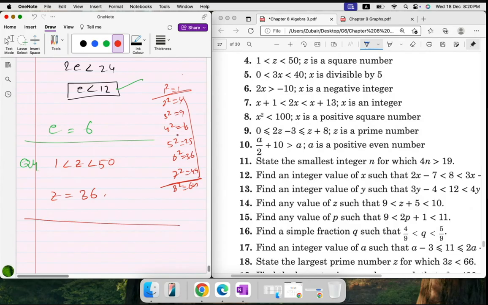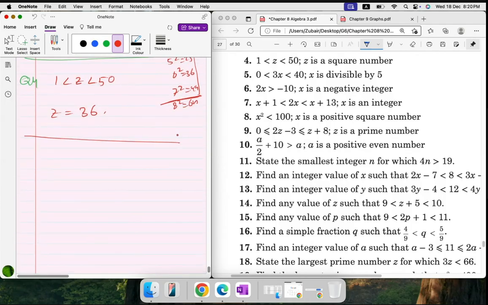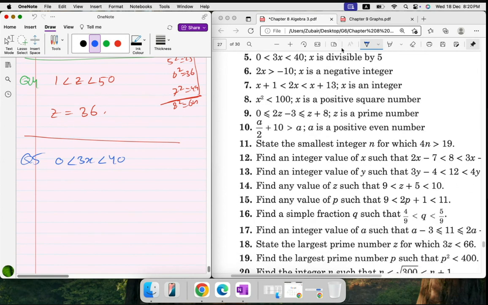Is the confusion clear? Which are the square numbers? Yes, sir. Okay. Number 5. 0 is less than 3x is less than 40. And it says x is divisible by 5.